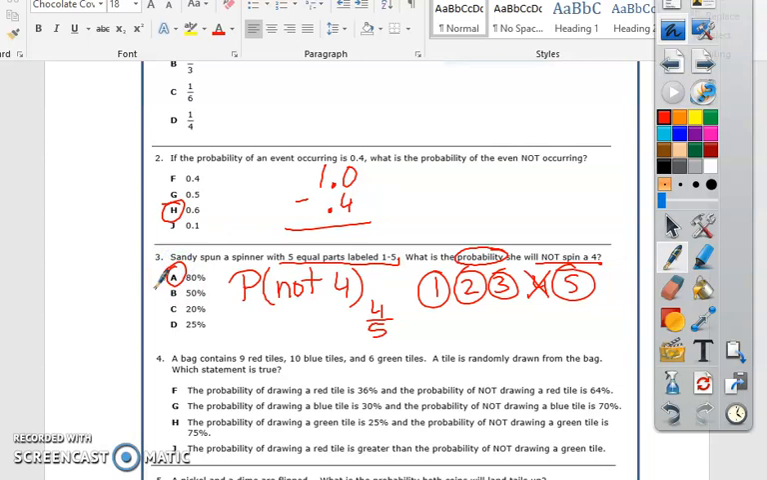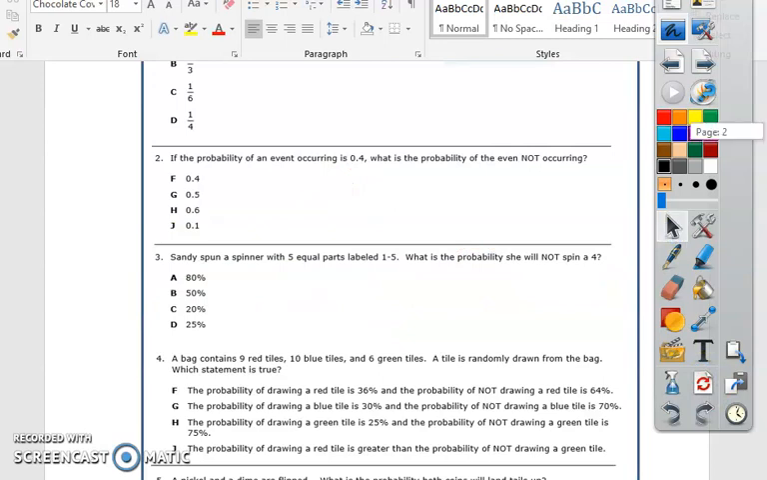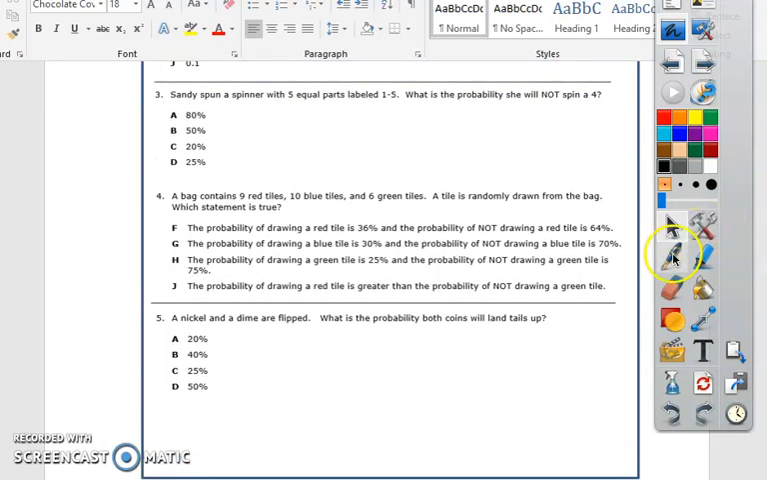So hopefully we're kind of getting the gist of this. Now let's look at this last one. I don't think we will have a chance to do both. Let's see. A bag contains 9 red, 10 blue, 6 green tiles. A tile is randomly drawn from the bag. Which statement is true? So I'm just going to write this out. I have 9 red, 10 blue, 6 green tiles. The probability of drawing a red is 36%. And the probability of not drawing a red is 64%. The one thing I will say is I can tell these two add up to 100%.